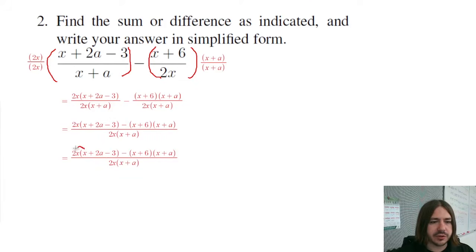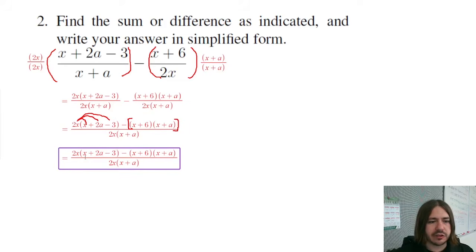I'm going to distribute the 2x to both x, 2a, and negative 3. Then I'm going to multiply this x plus 6 times x plus a together. But I'm going to be careful because I have this minus sign. I want to subtract this whole expression, so just be careful there. Okay, I'm going to leave that minus there and put parentheses around the quadratic trinomial I end up getting with it.